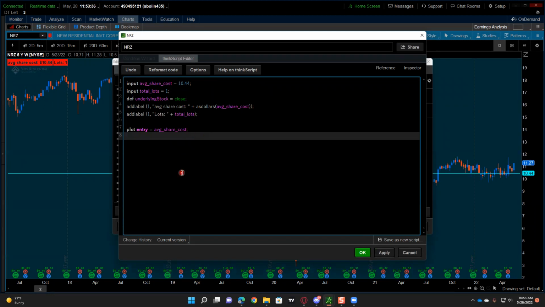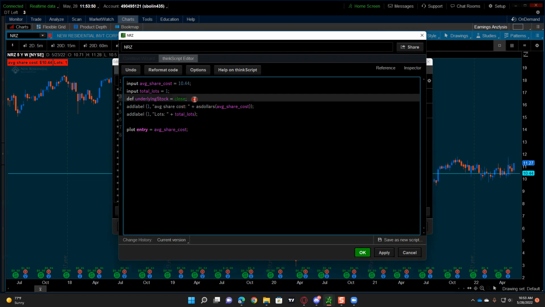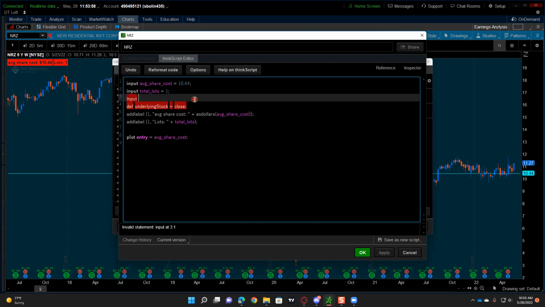And now let's put a line in for what our break even would be. But for break even, we need our option. For our option, we need to define if this is a call option or a put option, because that comes down later on.